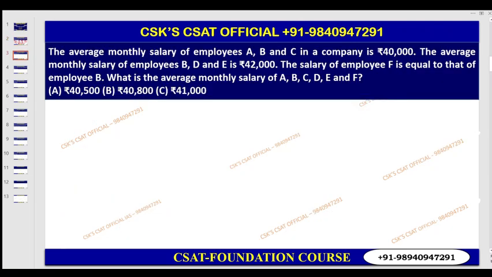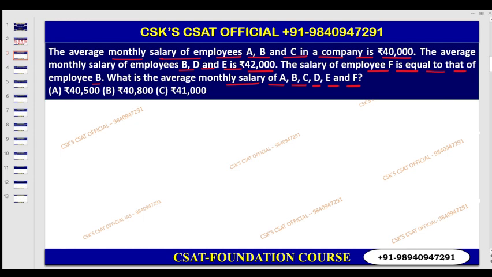This kind of model was there in recent years also. That is why I am teaching you this year. Now please understand, the average monthly salary of employees A, B, C in a company is 40,000. The average monthly salary of B, D, E is 42,000. The salary of employee B is equal to that of employee F. B and F have equal salary. What is the average monthly salary of A, B, C, D, E, F?